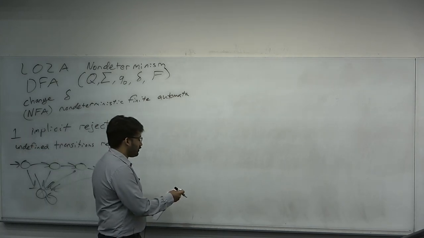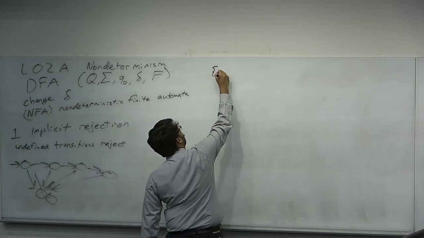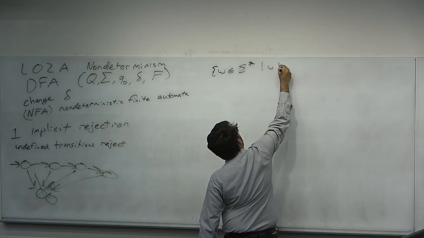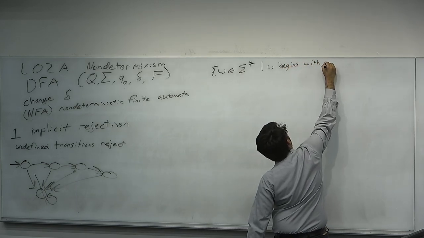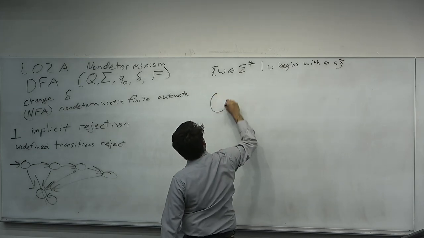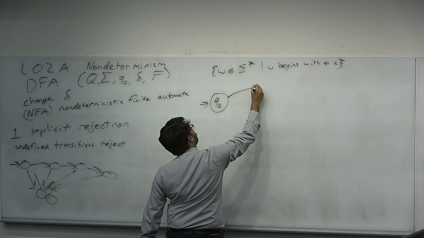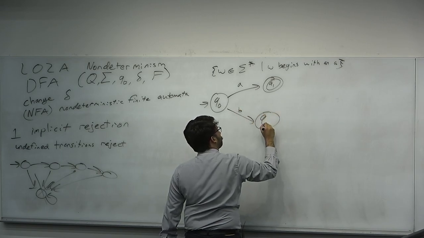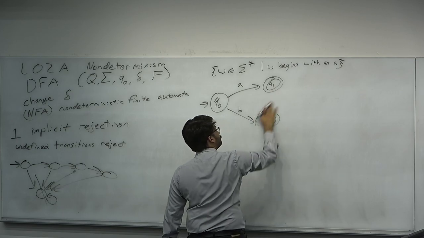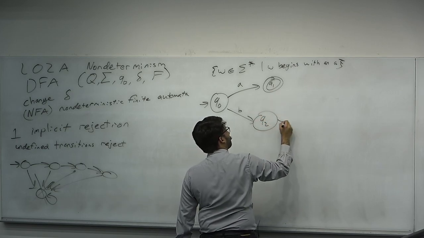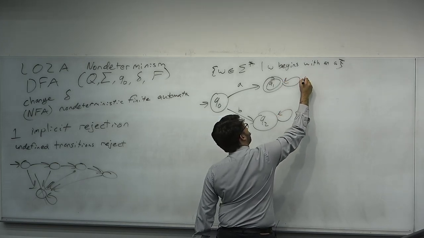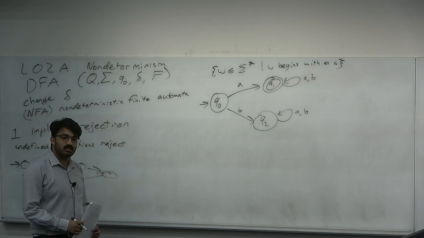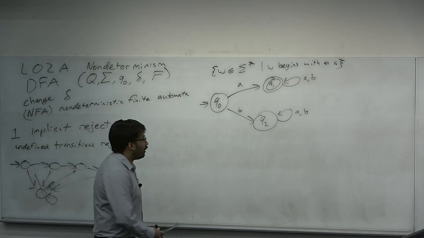For example, we gave a DFA last time for strings that begin with an A. And we gave the DFA as follows. If you see an A, you go to the good purgatory, you stay there, and you accept. If you don't see an A on the first symbol, you go to Q2 and you stay there. If we were to allow this with implicit rejection, we would do the following.